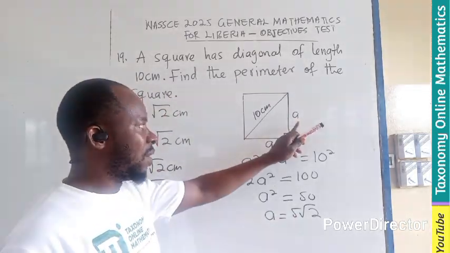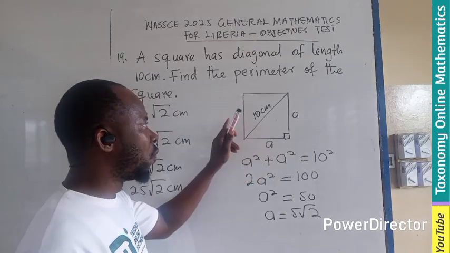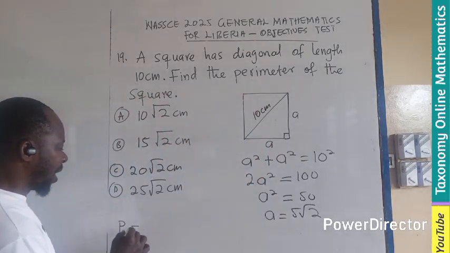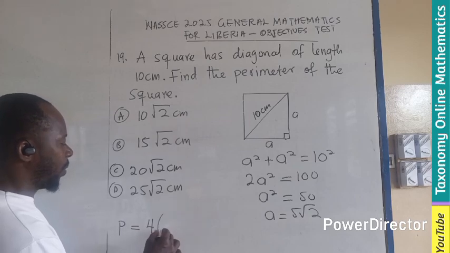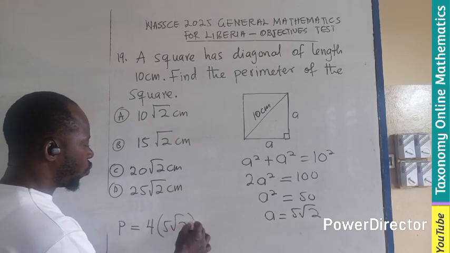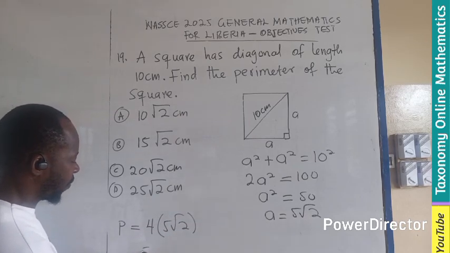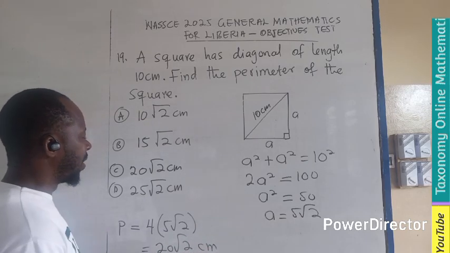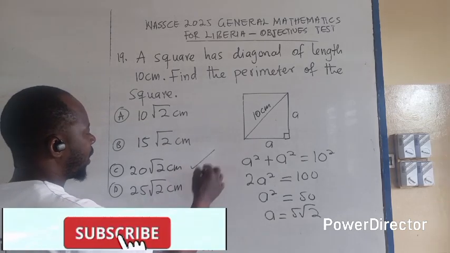So this is 5 root 2, 5 root 2, 5 root 2 in 4 places. We can say our perimeter equals 4 times 5 root 2. And that will give you 4 times 5, which is 20 root 2. Then we add our centimeters, and that is going to be option C.